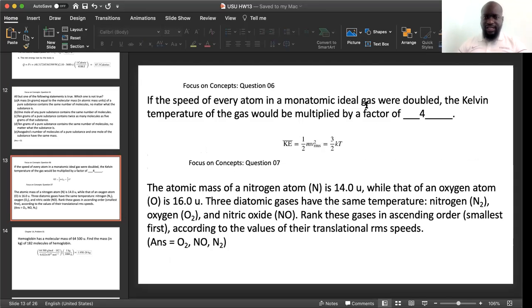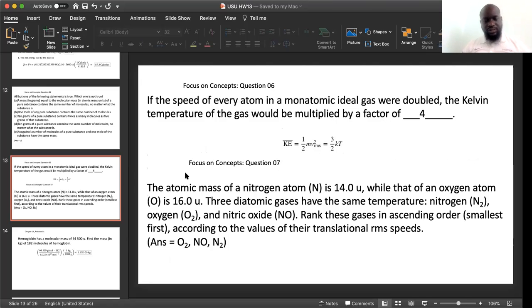If the speed of every atom in a monoatomic ideal gas were doubled, the Kelvin temperature of the gas will be multiplied by a factor of 4. How did you get 4? This is how the root mean square speed, v squared, is related to temperature. So if I put v to be 2v and I square 2v, it's going to give me 4. So whatever happens on the other side has to be multiplied by 4 on the temperature side. That's how you get 4 for that one.